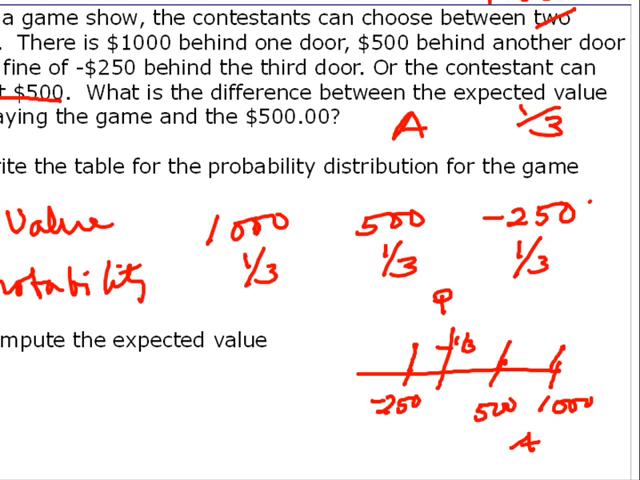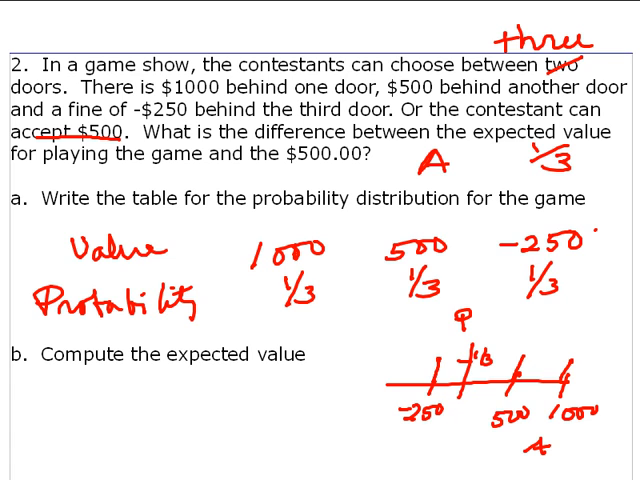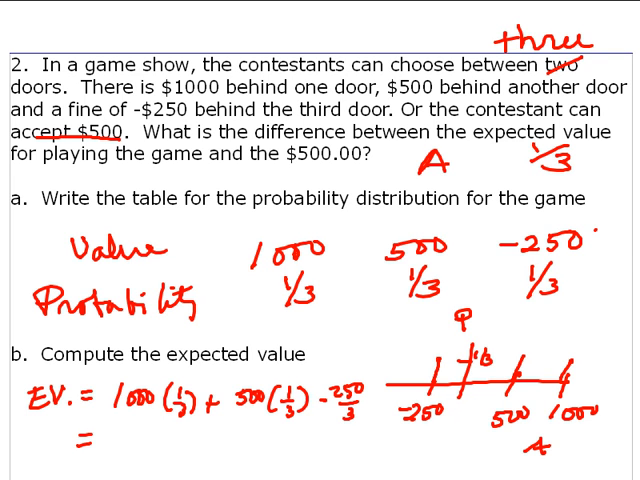Now, what is the expected value? That's really the mean, and you compute it like this. You take each value and you multiply it by its probability: 1000 times a third plus 500 times a third minus 250 times a third. And you work that out. That gives you 1250 over 3, and you can divide that out and find it's about $417, I think, for this game.